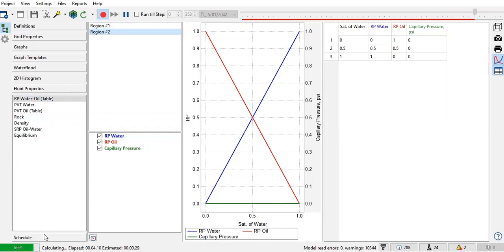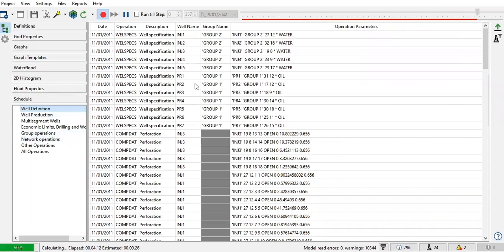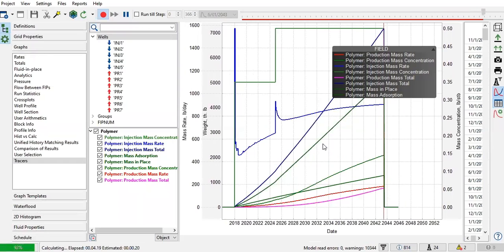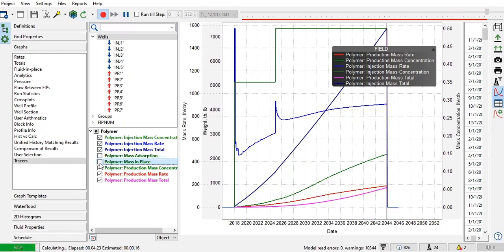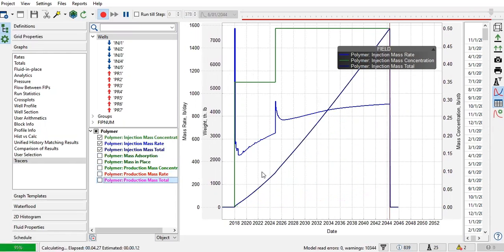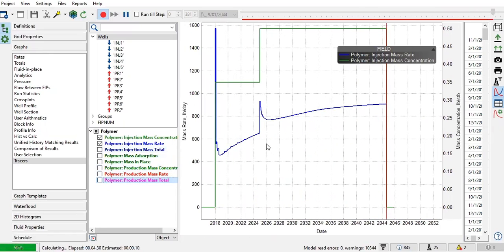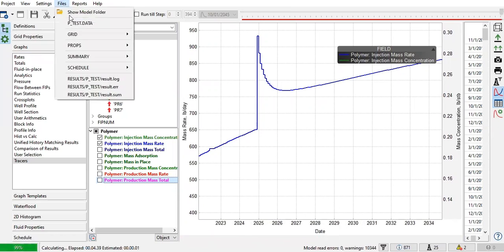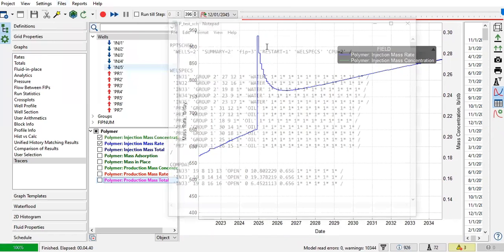And go back to schedule, or not. Schedule already defined in dataset, schedule dataset. I mean graphs. So if you check here, let's check the polymer injection. Uncheck here. So basically we increase the injection mass rate at this date, or maybe we can also refer to the schedule.